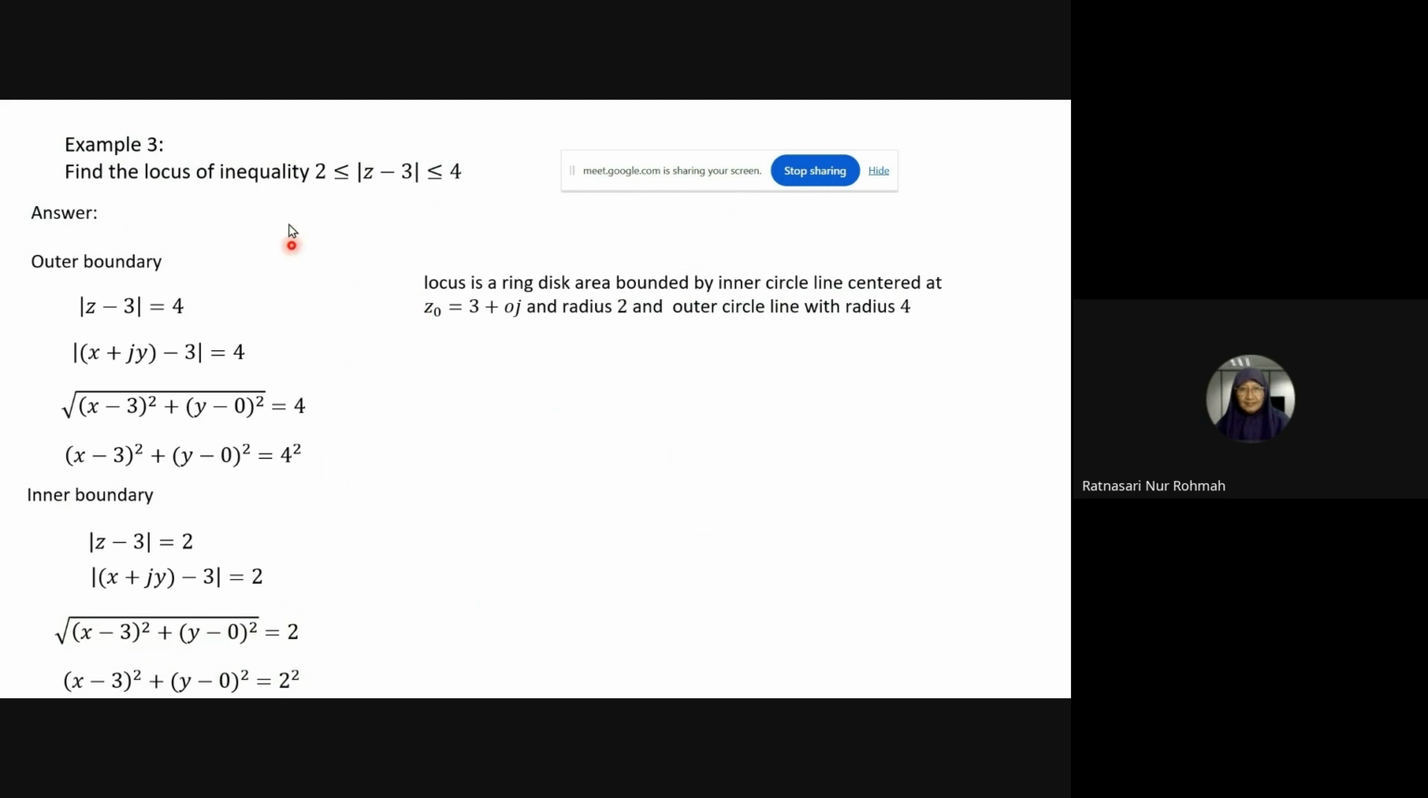So the locus of this mathematical inequality is a ring disk area bounded by the inner circle line centered at z0, 3 plus j0 or 3, with the radius of 2, and the outer circle line with the radius of 4.